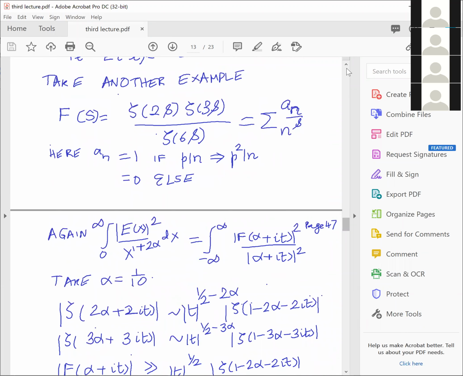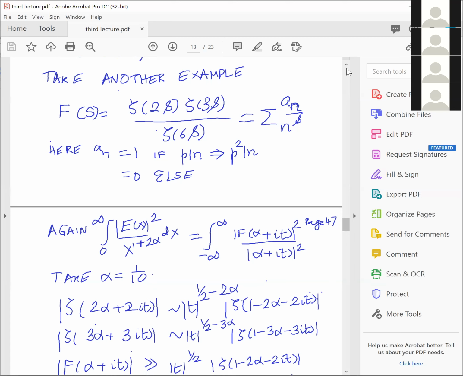Again, I can do the same argument. E of x whole square by x power 1 plus 2 alpha ds equals the integral from minus infinity to plus infinity of f of alpha plus it whole square. What I am only interested in knowing is which alpha is the one for which f of s is bigger than square root of t, roughly. Now I am taking alpha equal to 1 over 10.